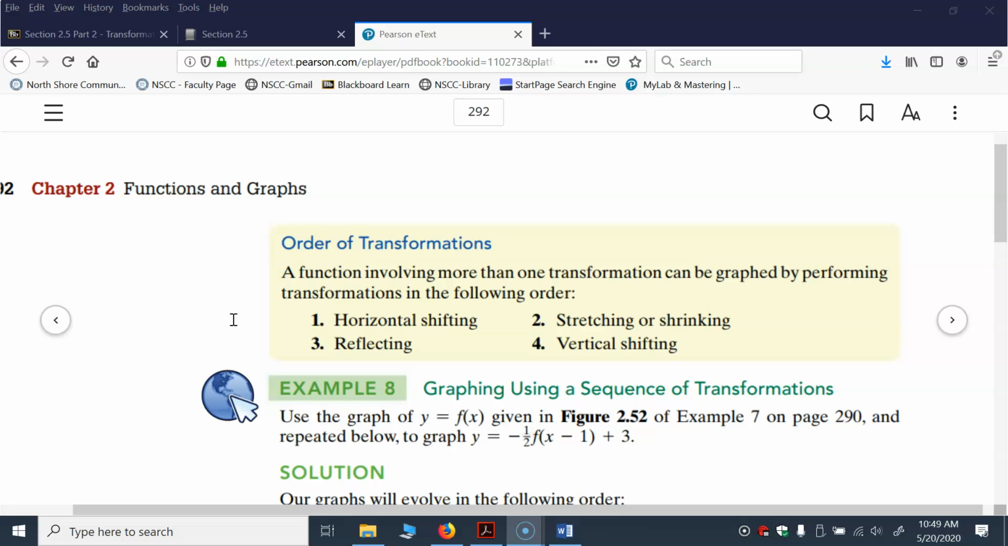And so this is why it's important to set up the problem. Identify the transformations and in what order you will do them in the problem. And so our order is as follows. We'll do horizontal shifts first, any stretching or shrinking second, reflections third, and then we'll do vertical shifting fourth.